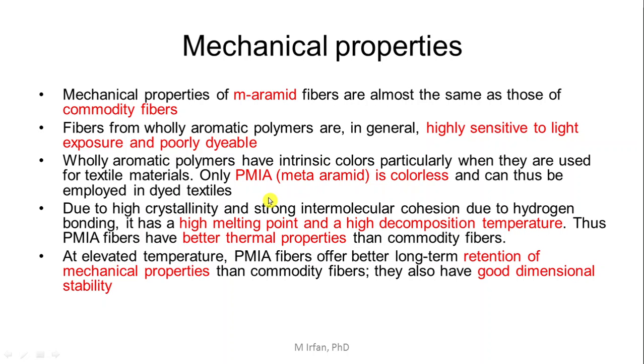Due to high crystallinity, meta-aramid fibers are temperature stable and they have high melting point and high decomposition temperature. Therefore, they have better thermal properties than commodity fibers, and it is due to this reason that they can retain their mechanical properties at high temperatures compared with commodity fibers. In this regard, although meta-aramid fibers have approximately comparable mechanical properties with commodity fibers, they can withstand high temperatures and retain mechanical properties at high temperatures compared with commodity fibers.